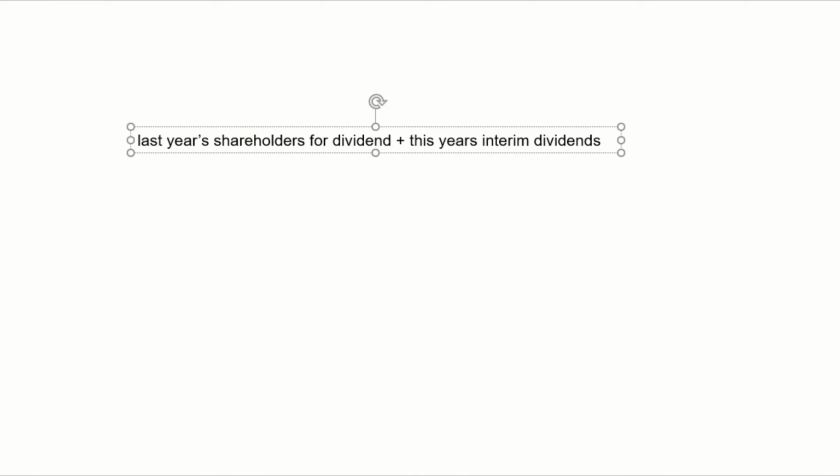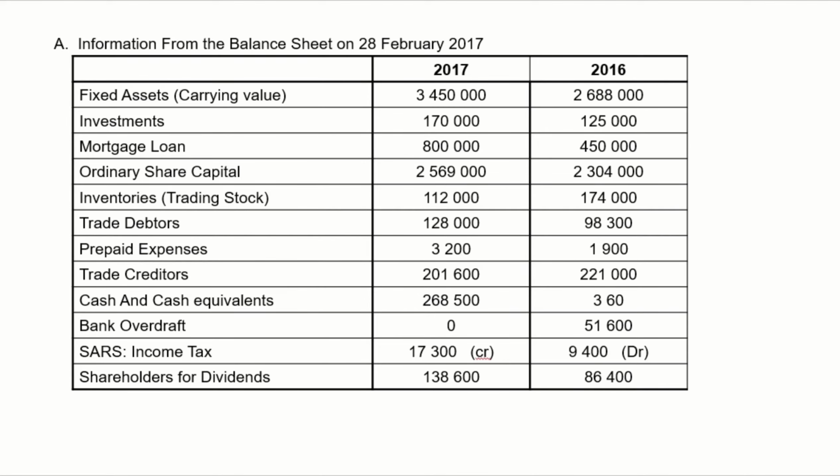Okay? So now, usually last year's shareholders for dividends, usually they will be provided in your information from the balance sheet. Okay? In this case, on the last part, we have our shareholders for dividends. So our shareholders for dividends for last year, they were 86,400 rands. Okay, this amount is from last year's shareholders for dividends. Otherwise you can say that it is the balance at the beginning of the year. That's just what we're looking for.